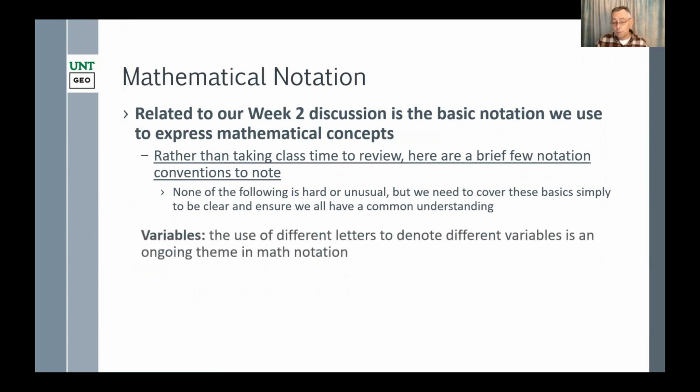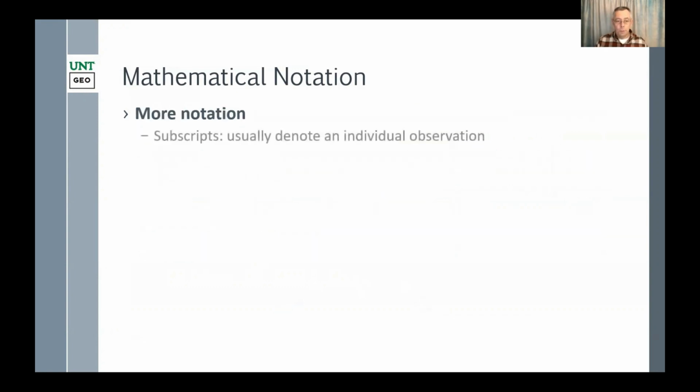talking about. So number one, dealing with variables, we use different letters to denote different variables. And so we might have X, Y, and Z, and they might each signify a different variable. So for example, maybe X is population, Y is elevation, Z temperature, something like that. So just a really basic idea. So a little bit more notation.